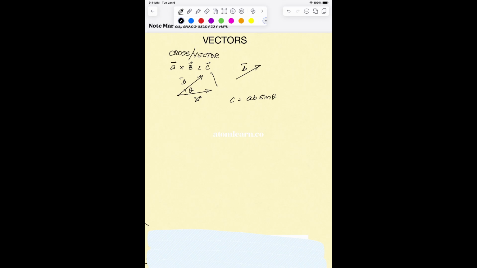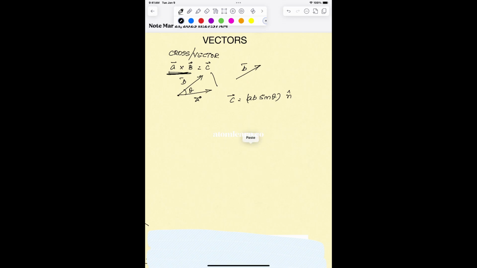Okay, then what is the direction of this? Because the vector product or the cross product is a vector, it will have a direction also. The direction is written as n cap, a normal unit vector. What is a normal unit vector? The normal direction is perpendicular to the plane containing both A and B. I'll repeat, perpendicular to the plane containing both A vector and B vector. Now in this case, the plane containing A vector and B vector is the plane of the paper.